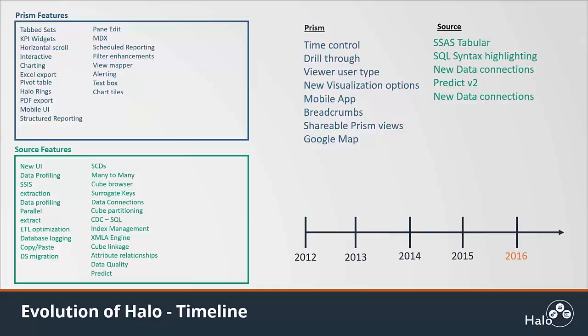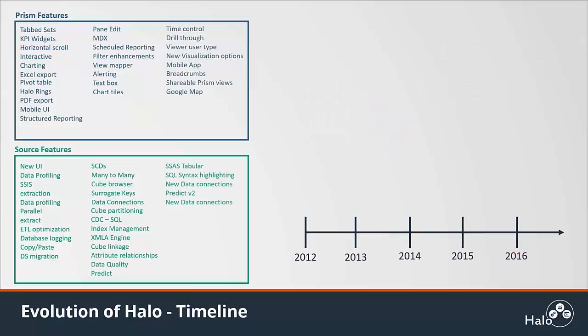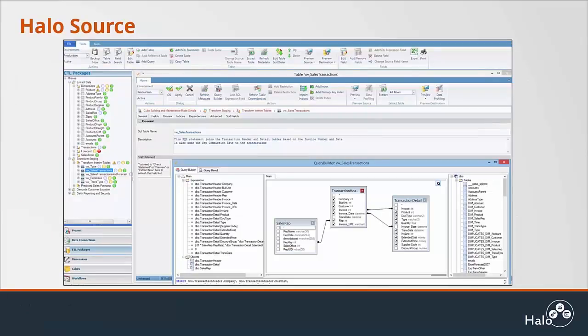So I'm going to talk about a lot of these features and some of the ones I haven't mentioned already in a little bit more detail. So let's go ahead and jump into a deeper discussion of Halo Source, our data warehousing and ETL tool, and then we'll get into a demo of Prism.